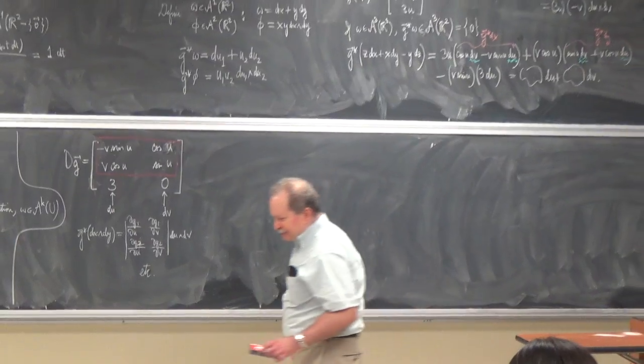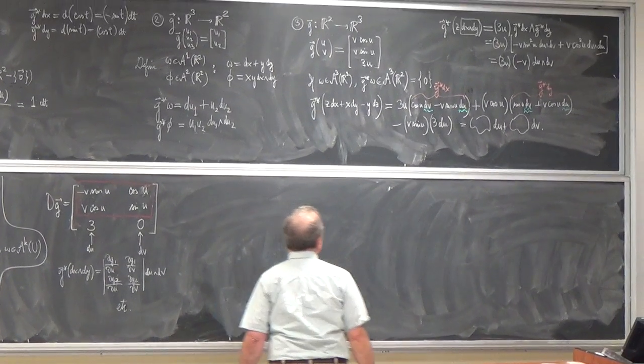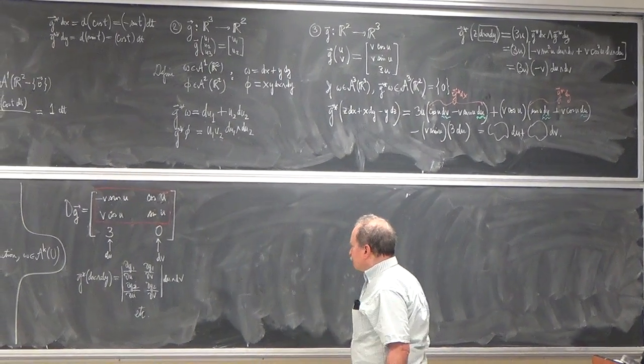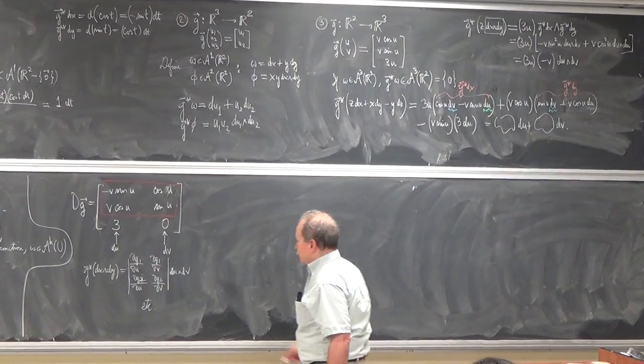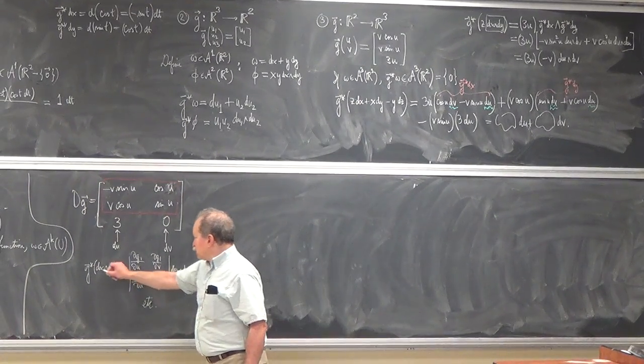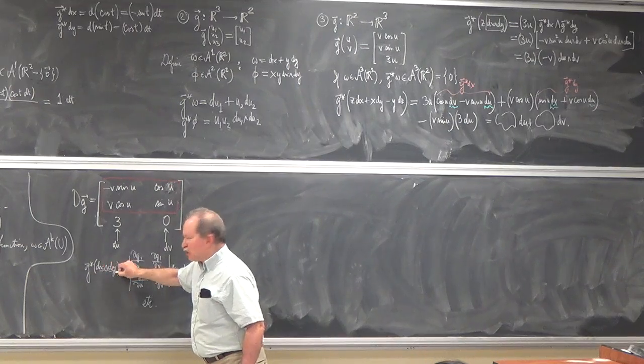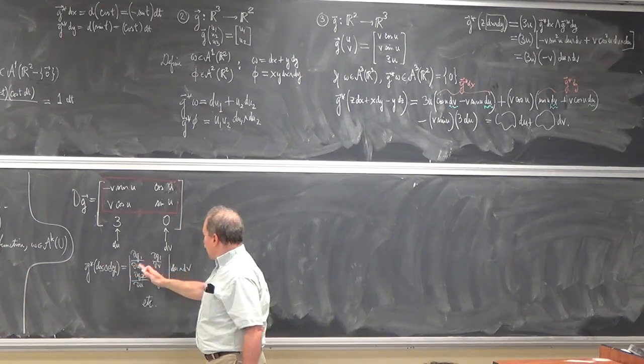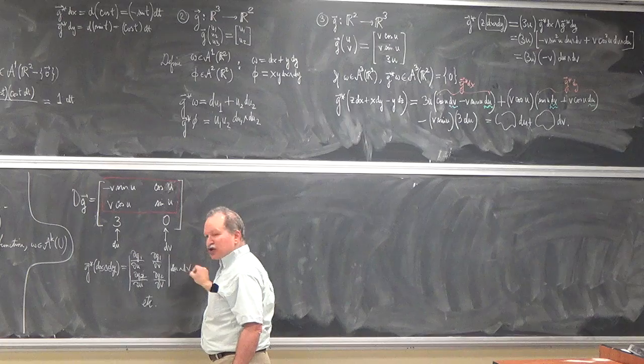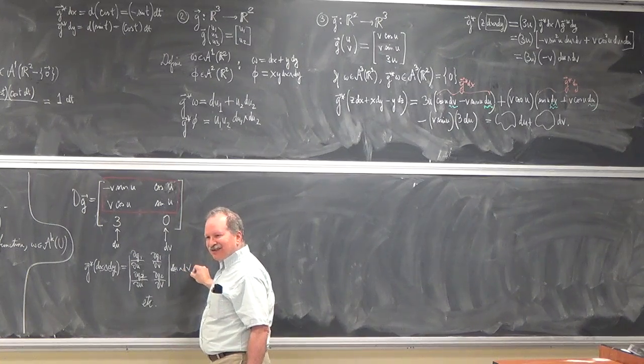Magical stuff. Why does it always end up square? Because you're pulling back a 2 to a 2, going through the same thing. So you're going to have 2 rows determined by which dx's you're wedging here, and the columns you're using depend on which coefficients we're looking for.